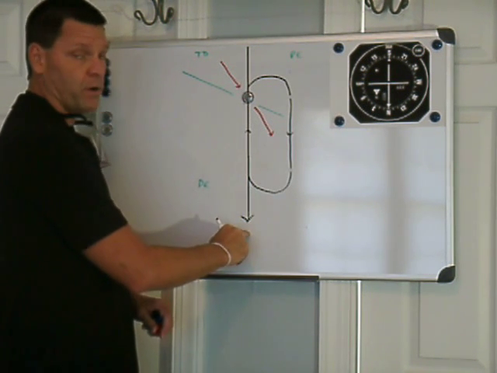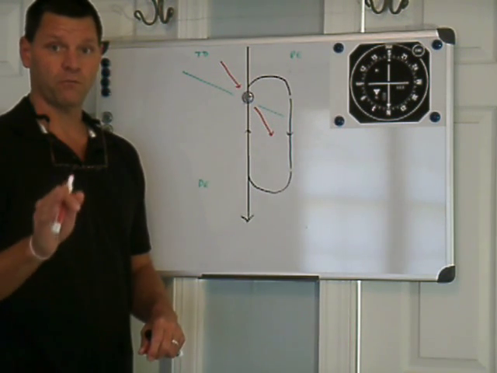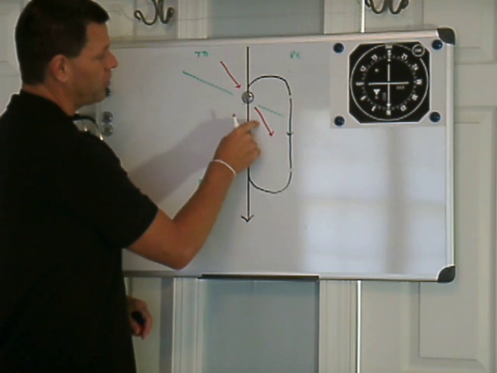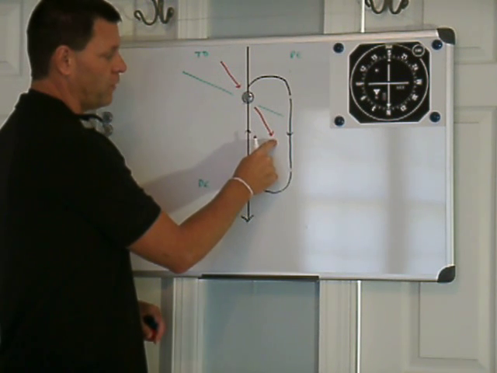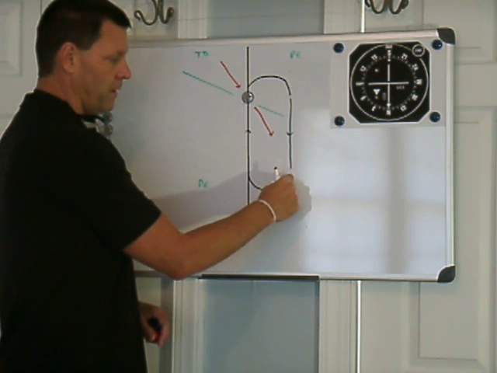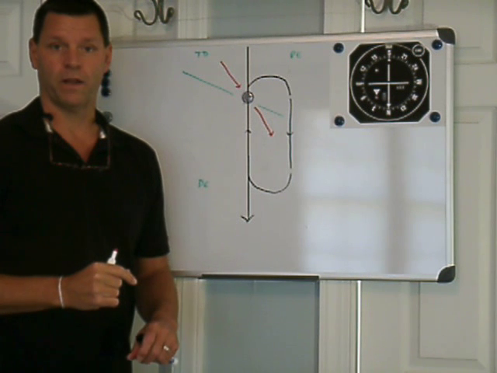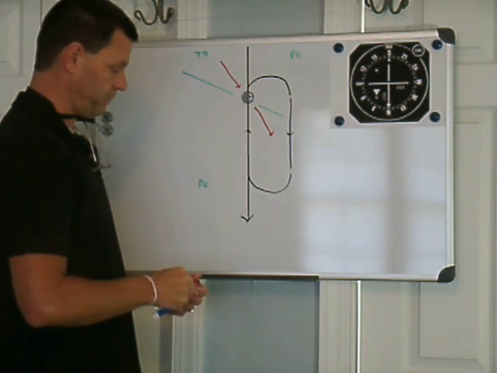This is 180 outbound. 180 minus 30 is the heading of 150 degrees. So after you cross the fix, you're going to turn to a heading of 150 degrees, fly for 1 minute, then make an inbound turn back to intercept the radial and track back to the fix.